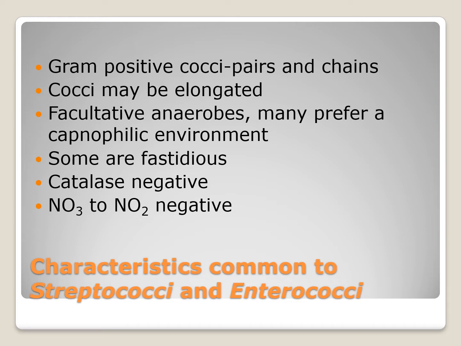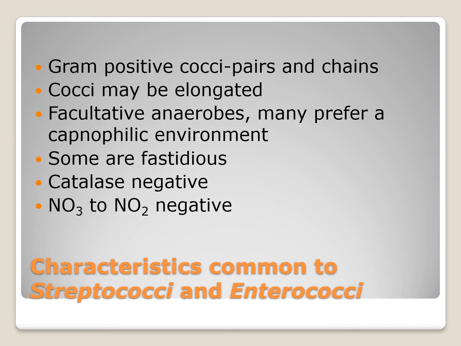So some characteristics that are common to the Streptococcus and Enterococcus is that they're all gram-positive cocci, and they are often in chains. They can be in pairs. Our Streptococcus pneumoniae is often seen in pairs. Okay, the cocci can be elongated. That's what we call lancet-shaped cocci. Streptococcus pneumoniae can have lancet-shaped cocci. They are facultative anaerobes, and they may prefer a capnophilic environment.